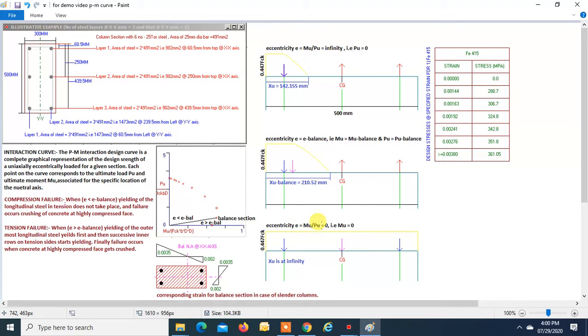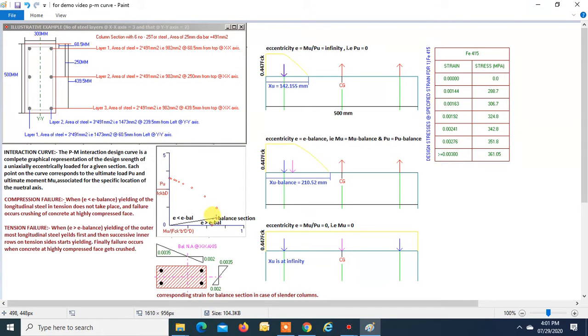Now the third point, that is when eccentricity e is equal to Mu by Pu is equal to 0, that is Mu is equal to 0. So when eccentricity e is equal to 0, then it will be a case of column under pure compression, and the moment will be equal to 0, and we will get the maximum compression force that the section can carry. At this time the neutral axis will fall at infinity, right? So this is this point.